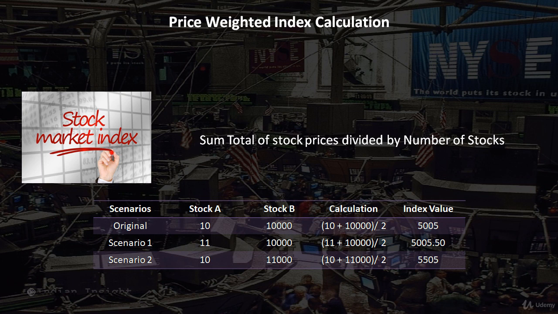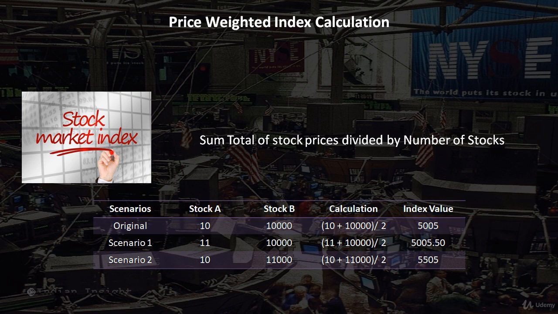This implies that a stock with higher price has a greater influence on the value of the index compared to a stock with lower price. So for example, if a stock A is trading at 10 and another stock B is trading at 10,000, and suppose only these two stocks are used to create an index, then the value of index is given by (10 plus 10,000) divided by 2. So the value of index comes to 5005.